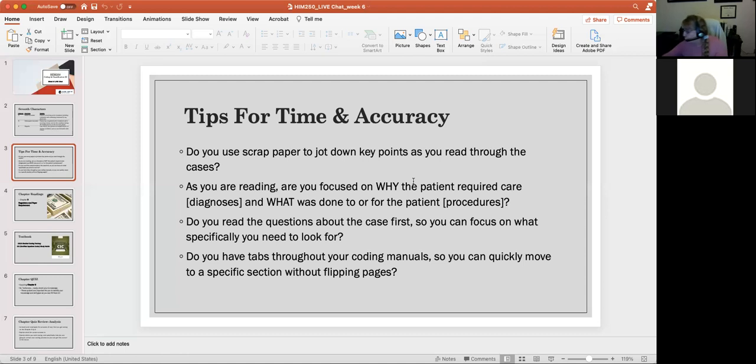Do you have tabs in your coding books? I know this is something Ms. Johnson taught you about, but I want to make sure you have them on the manuals that you're going to take with you to the test. These tabs in both books, CPT as well as HCPCS, as well as diagnosis, will help you get to where you want to go faster, so you don't have to be flipping through pages and trying to find out where did I go? I went too far. This way, zip right to the medicine section, or zip right to orthopedics or muscles in diagnosis, whatever. That's going to help you save time as well.